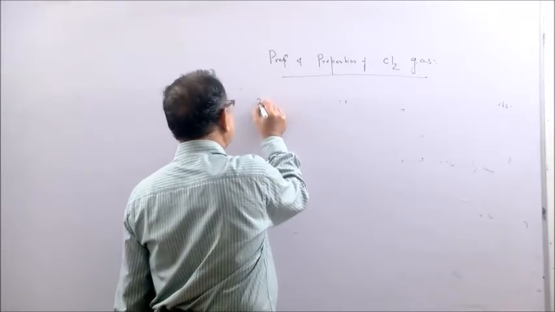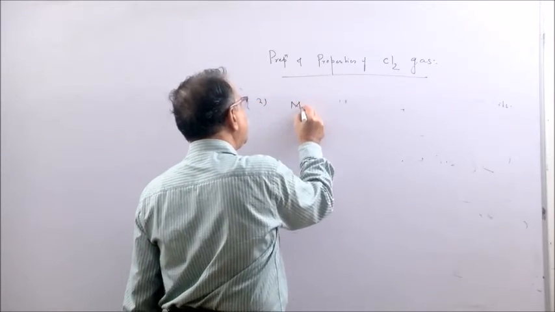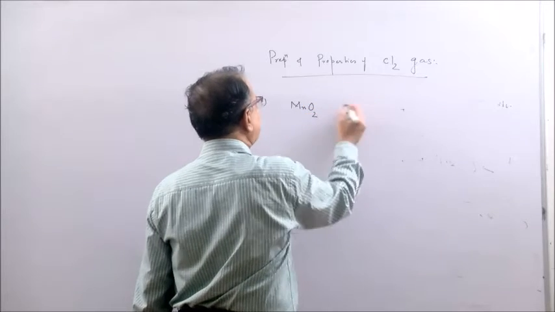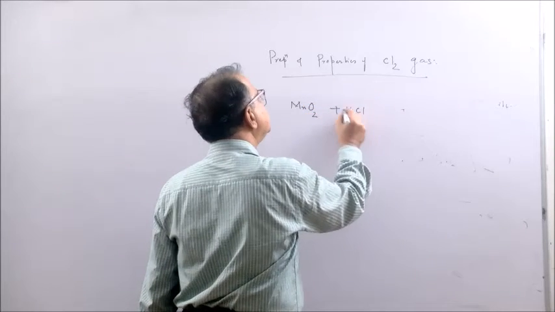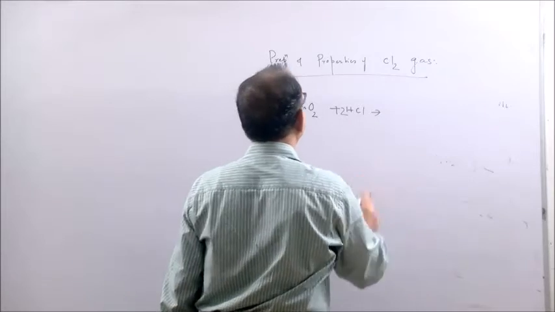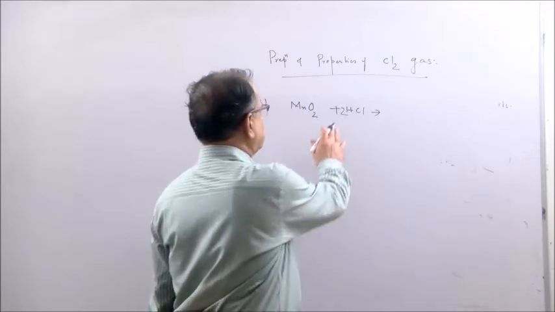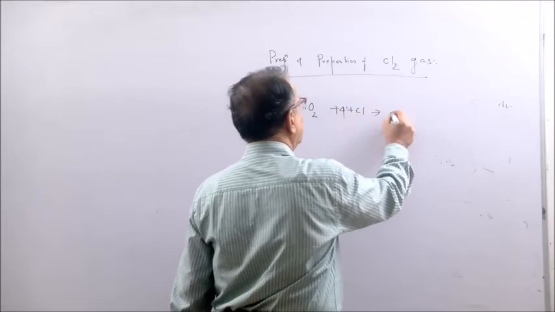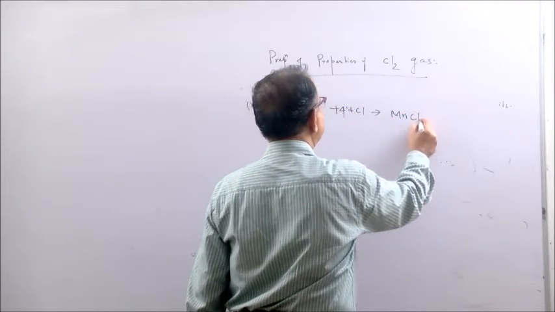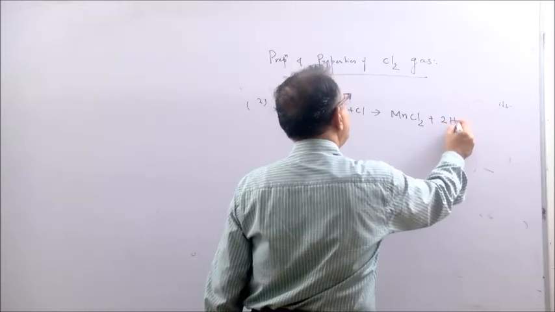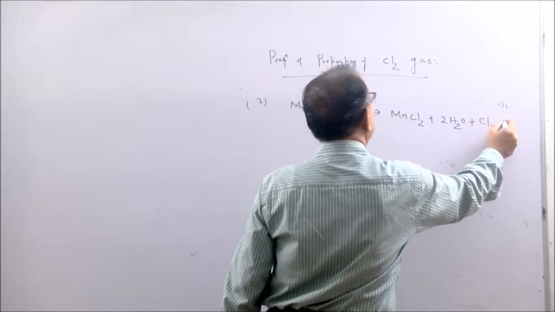When manganese dioxide is treated with HCl, we get 4 HCl, MnCl2 plus 2H2O plus chlorine. We get also chlorine gas.